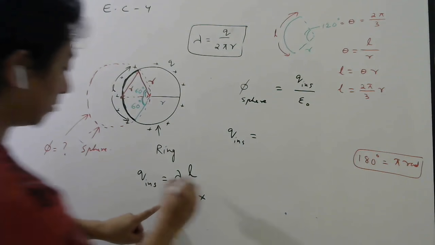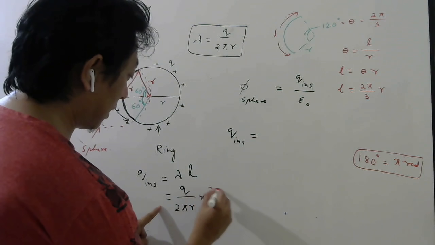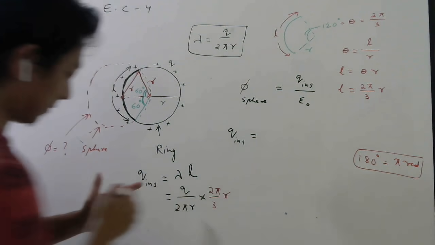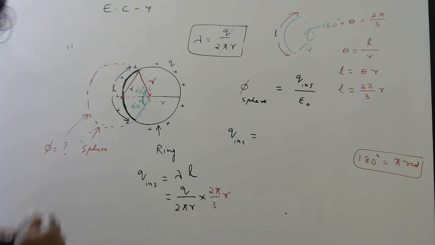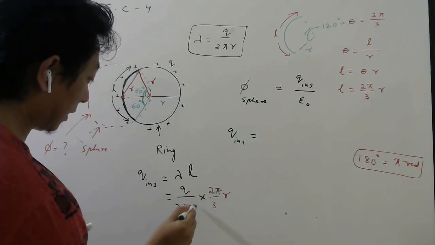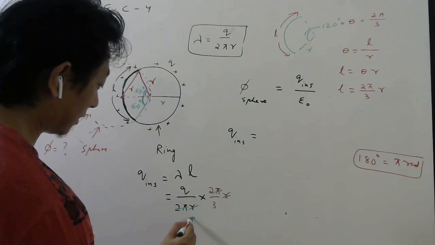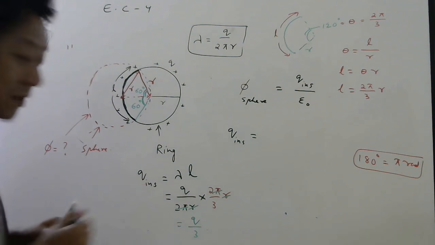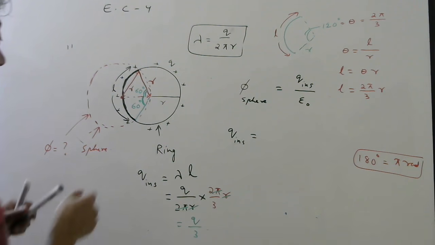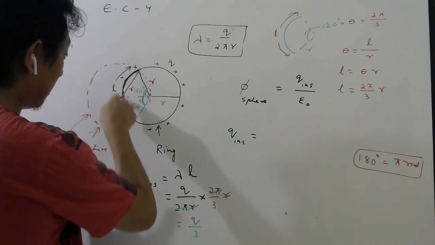So let us substitute here. How much did I get? 2 pi by 3 into r. So you can see 2 pi will cancel, r will cancel. So the charge inside is q by 3. Another easy way to find it is what? See, I want the charge in this length.